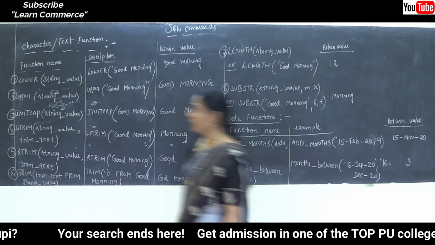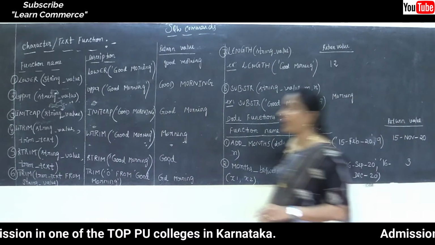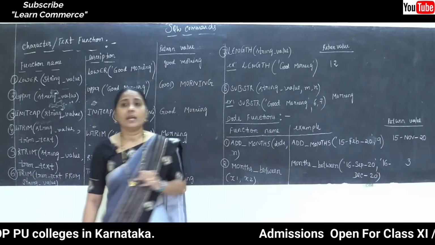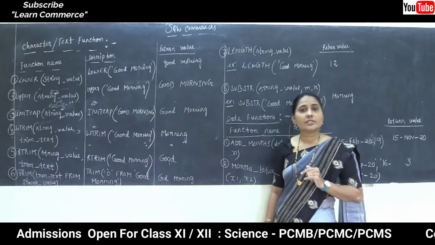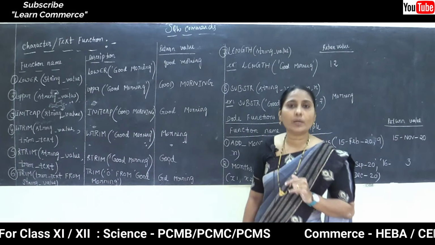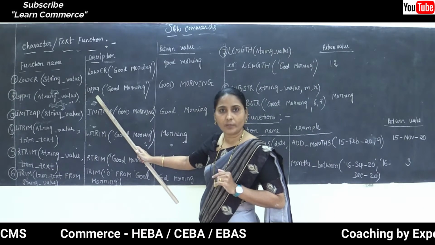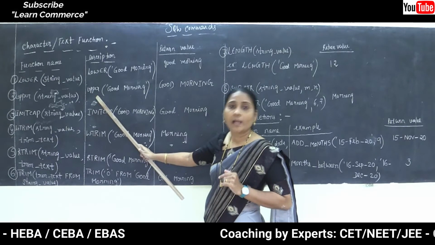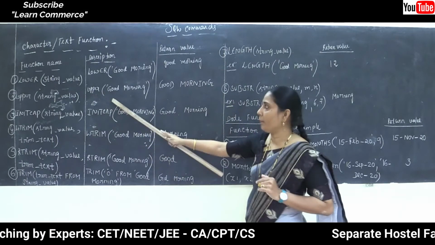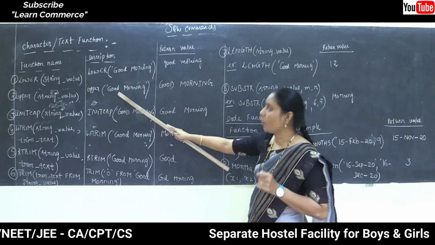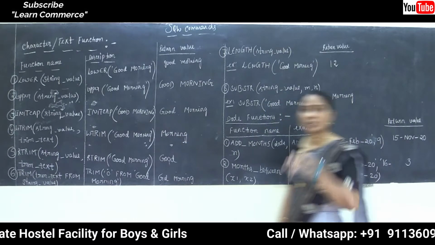Now the second function is UPPER, opening parenthesis, string_value, and closing parenthesis. The description is that all the letters in string_value are converted to uppercase. The function name is UPPER. So whatever value is there in string_value is converted to uppercase. For example, UPPER, opening parenthesis, opening single quote, good morning, closing single quote, closing parenthesis.